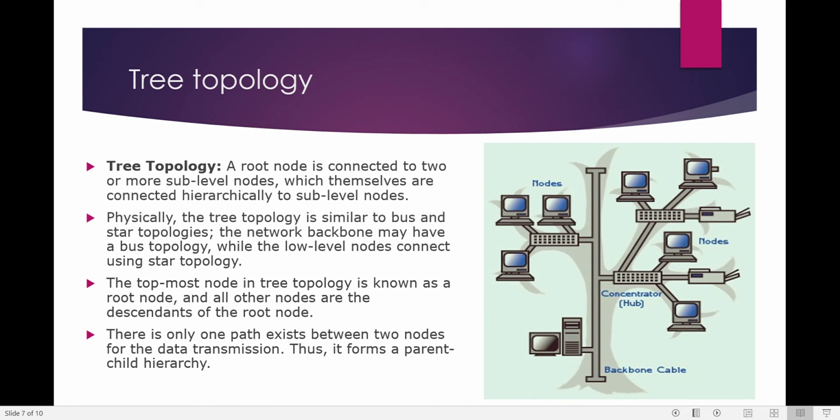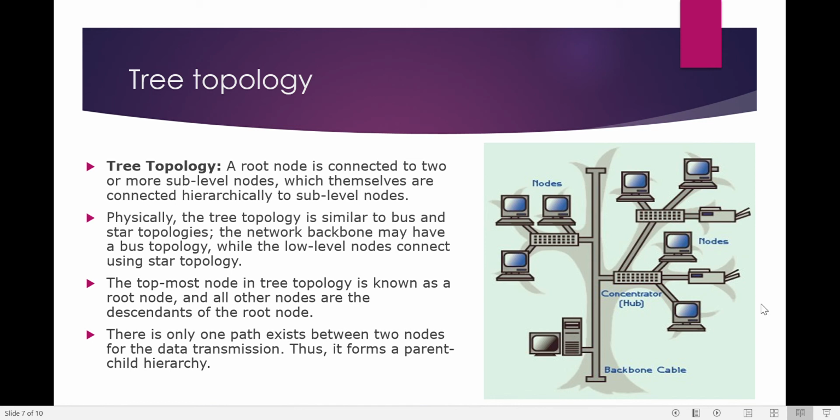Now another form of topology is the tree topology. A tree topology is a kind of structure which is similar to a tree. Here there will be one root node and it will be connected to two sub-level nodes. Now again each of these sub-level nodes can be connected to other sub-level nodes. So physically a tree topology is similar to bus and star topologies. The network backbone can have a bus topology while the low level nodes could be using star topology, as we can see in this particular diagram.